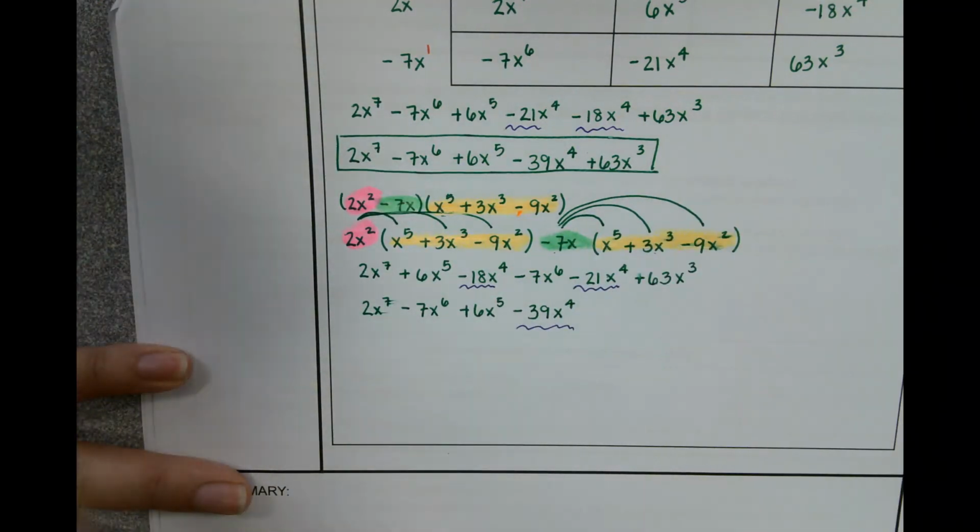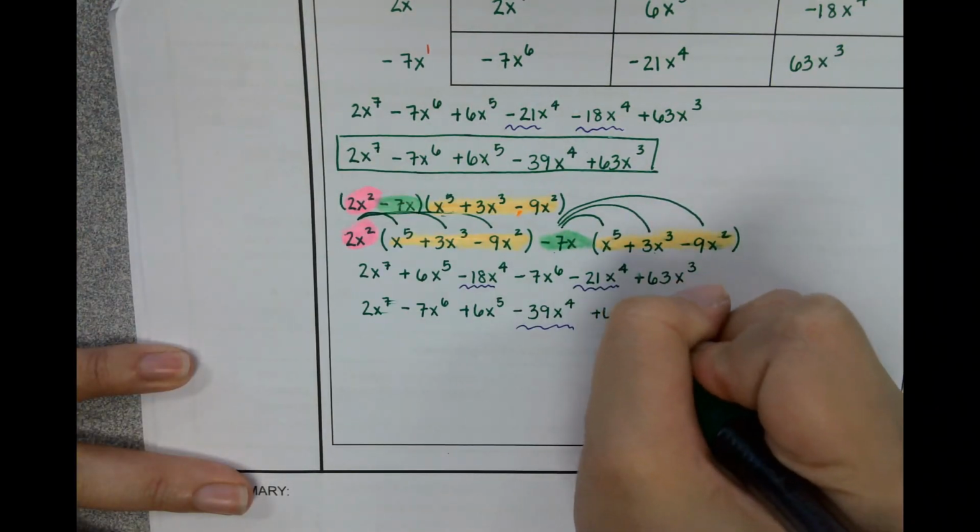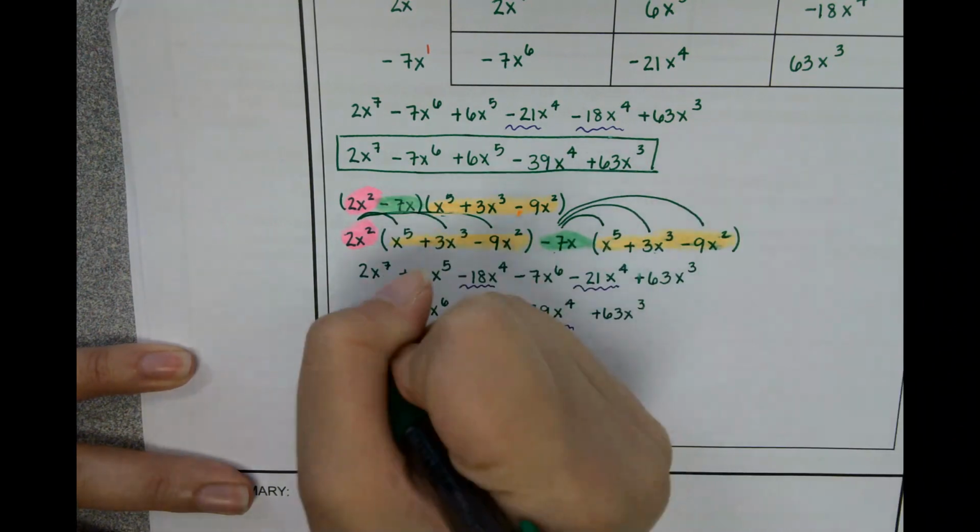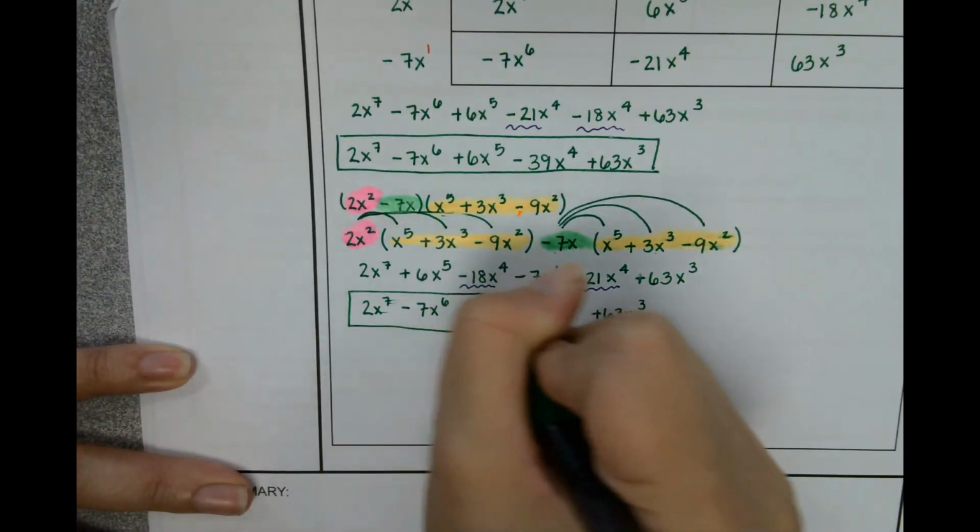And then the last one is x to the 3rd, so plus 63x to the 3rd. And you will notice it's the exact same thing as what I did before.